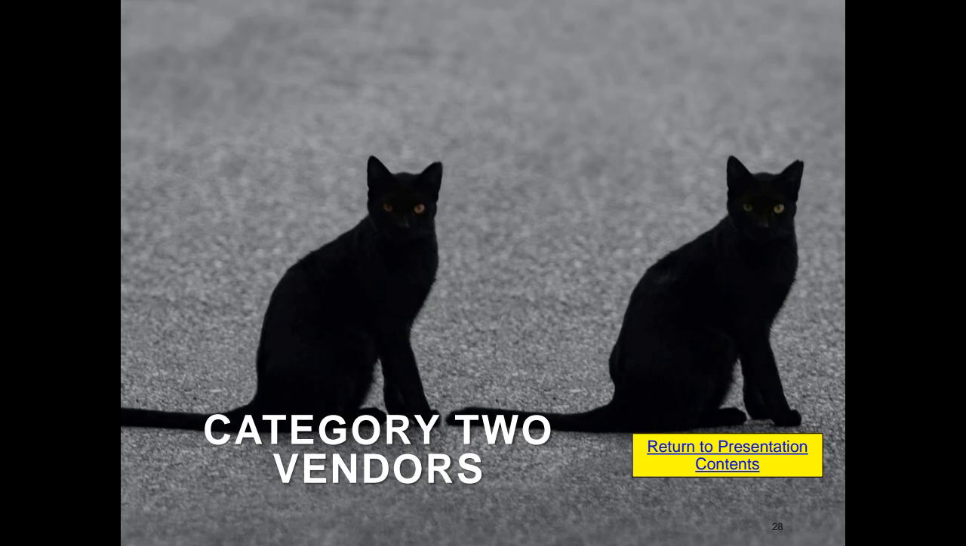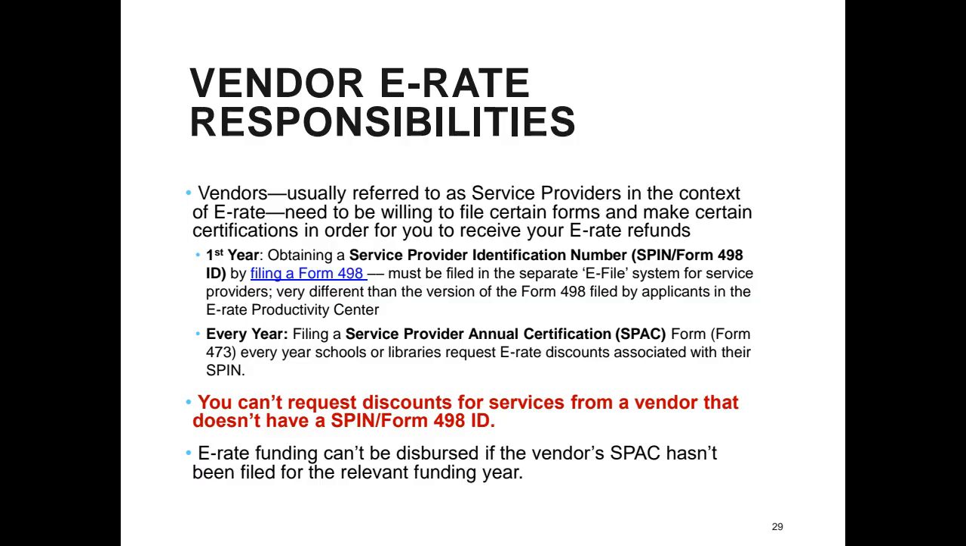Speaking of vendors, let's talk a little bit about their obligations. So in order for your library to get discounts on a particular vendor's services, they have to be willing to participate in the E-rate program. So if they've never participated before, they're going to need to obtain what's called a Service Provider Identification Number. It's also called a SPIN or Form 498 ID. So that is what uniquely designates them within E-rate and other universal service programs.